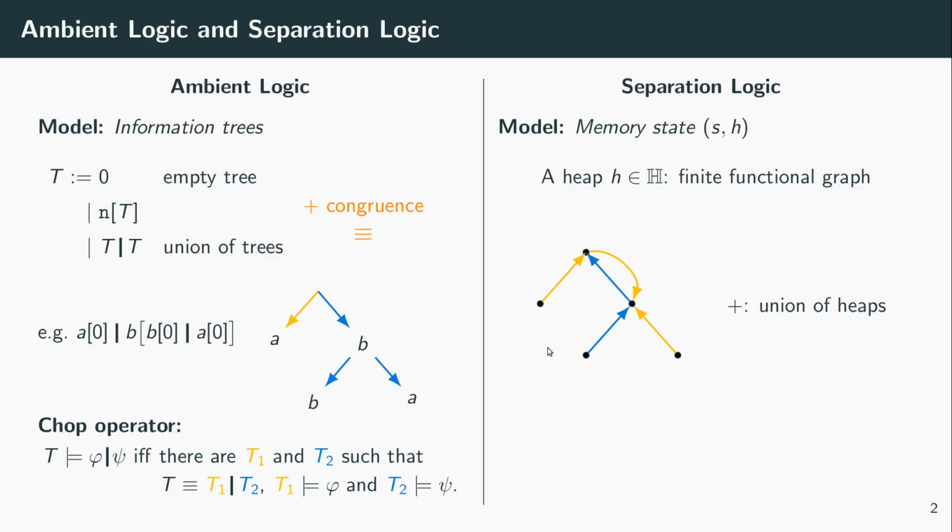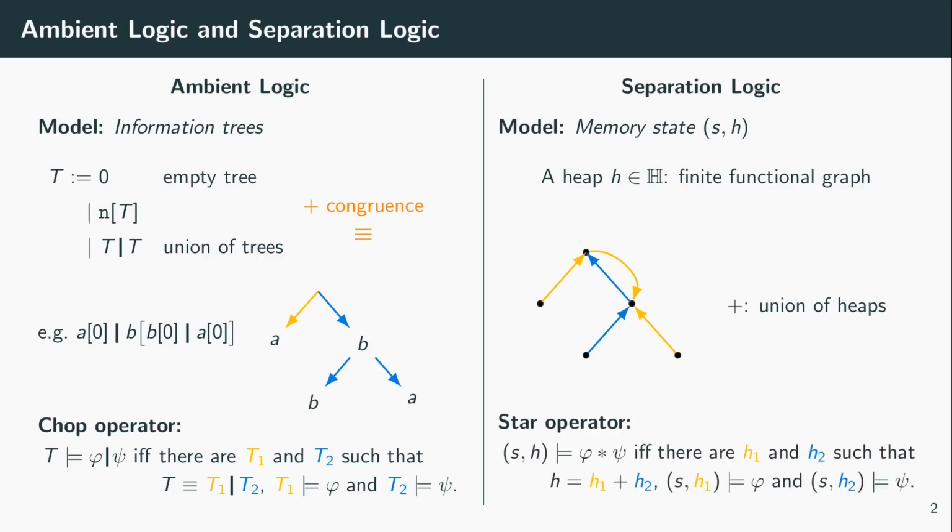And from this union of heaps, exactly as in ambient logic, we will have an operator that is the star in separation logic, and a star states that a certain memory state satisfies phi star psi if it can be split the heap into two heaps, h1 and h2, such that the memory state (s,h1) will satisfy phi and (s,h2) will satisfy psi. Now, I want to repeat the main difference. In ambient logic, if a child of the root is colored with a certain color, then the whole subtree will be colored of the same color.